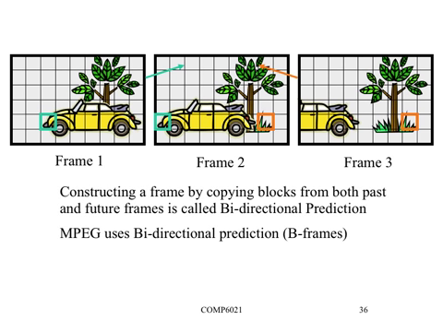Constructing a frame by copying blocks from both past and future frames is called bidirectional prediction. And so we call those B frames. So we have I frames for intraframe prediction, they're just the standalone frames. We have predicted frames, P frames, and now we have bidirectional prediction, or B frames.